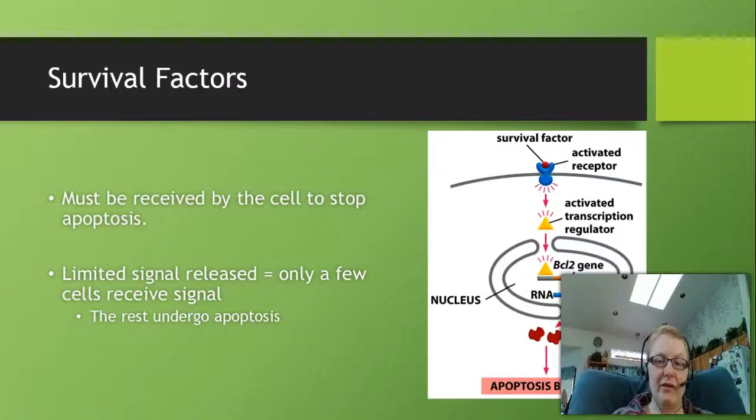So the survival factor is received, it's active, the signal transduction is passed across the membrane, the activated transcription regulator goes and binds the BCL2 gene, makes BCL2, and apoptosis is blocked. If this wouldn't happen, then we have that Bax in the Bak that will then cause apoptosis to occur. And so cells have to receive this signal in order to continue to survive and not undergo apoptosis.